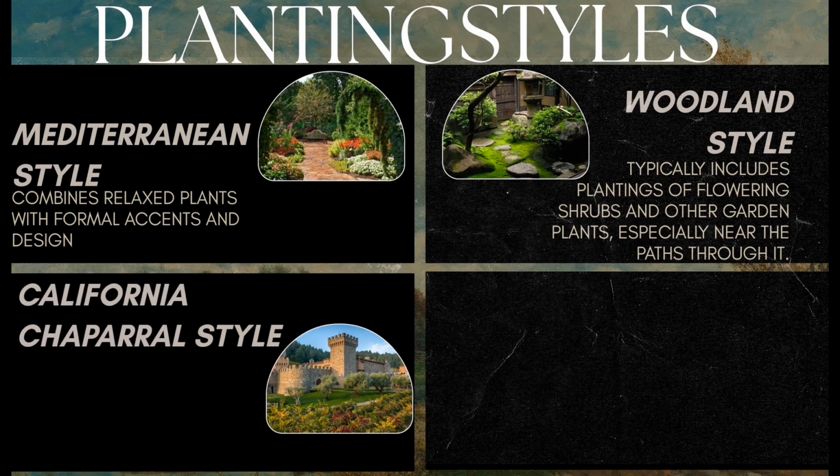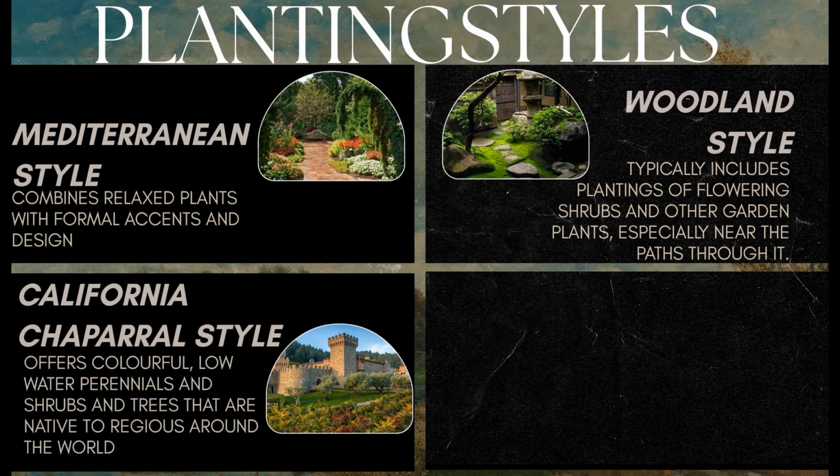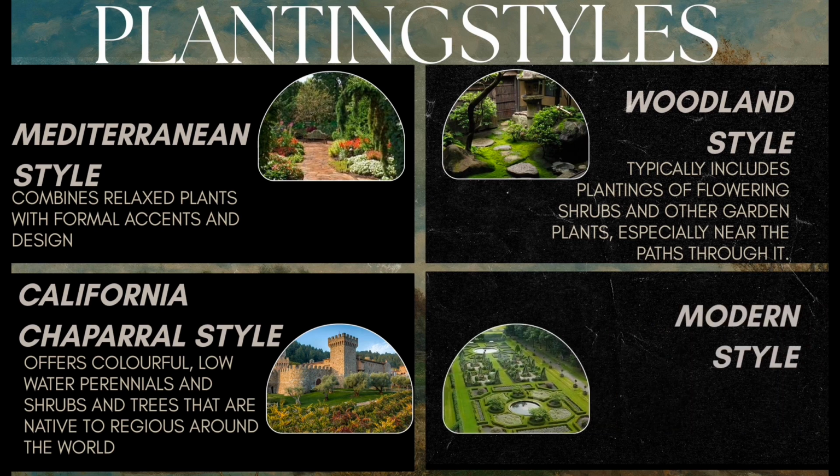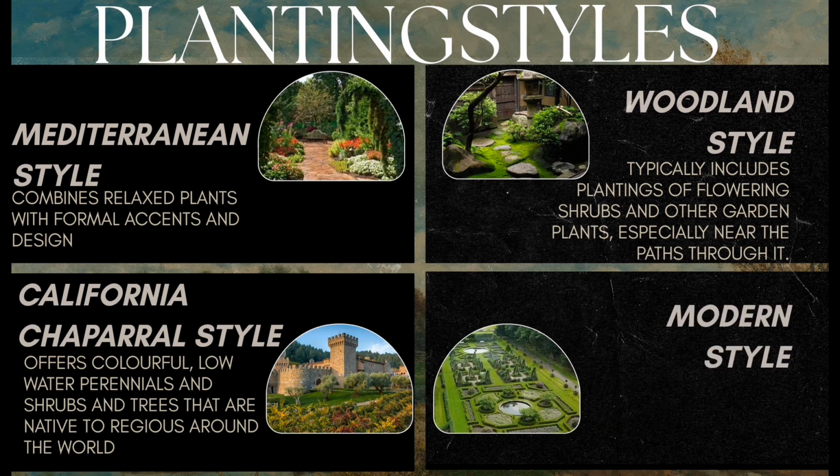California cottage style offers colorful, low-water perennial shrubs and trees that are native to regions around the world. Lastly, modern style. Basically, modern style has clean edges and an uncultivated look.